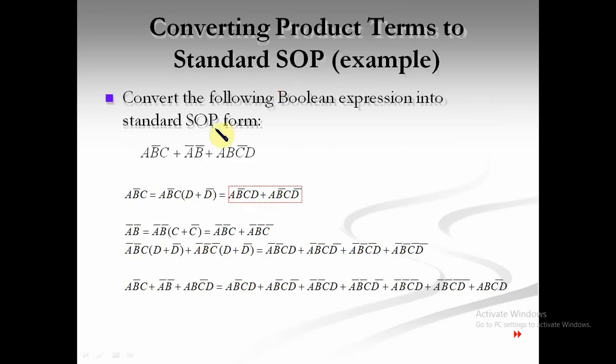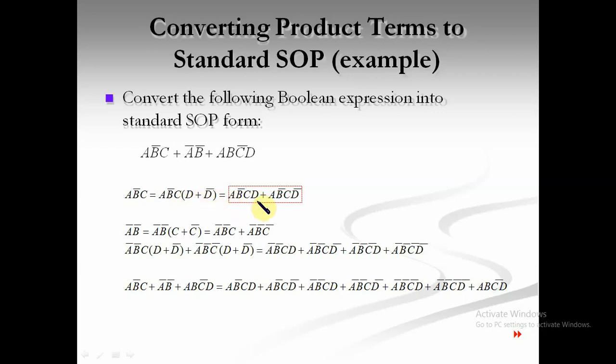Here is one example: convert the following Boolean expression. The expression is A B bar C plus A bar B bar plus A B C bar D. Here in A B bar C, the D term is missing, hence we take the law D plus D bar. Then it is multiplied with the term, and we get A B bar C D plus A B bar C D bar.